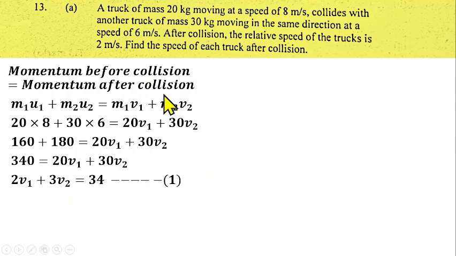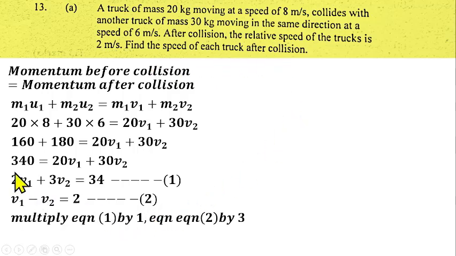We are also told that the relative speed of the truck is 2 meters per second. So that means v1 minus v2 equals 2. That gives us equation 2 as well. So you can now solve these two equations simultaneously to find the speed of the truck after collision.